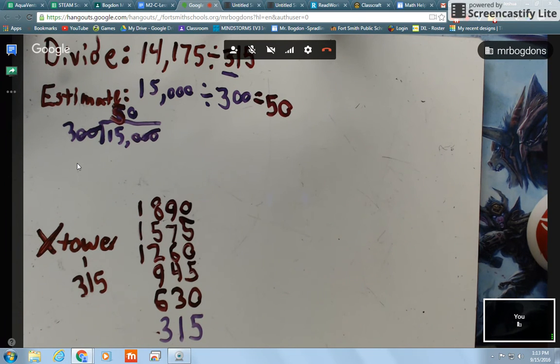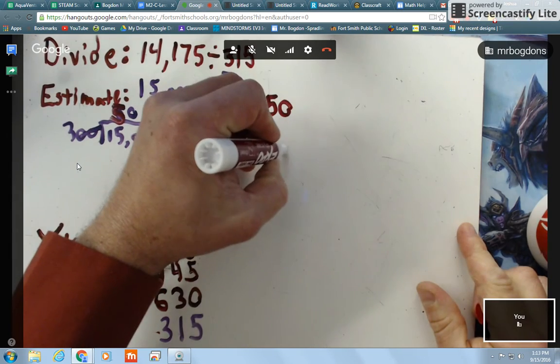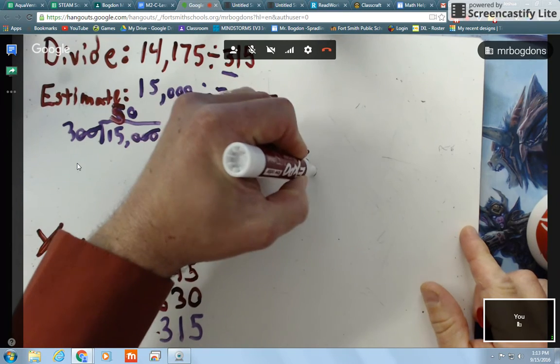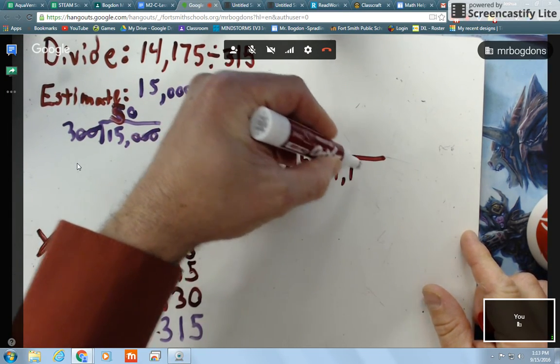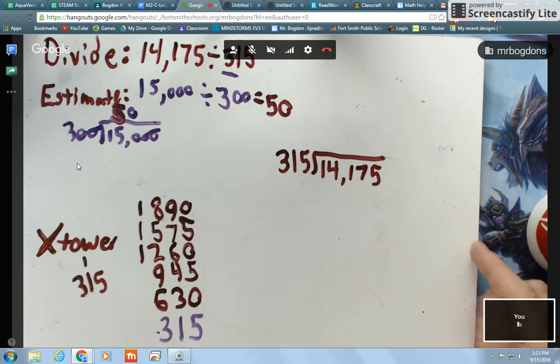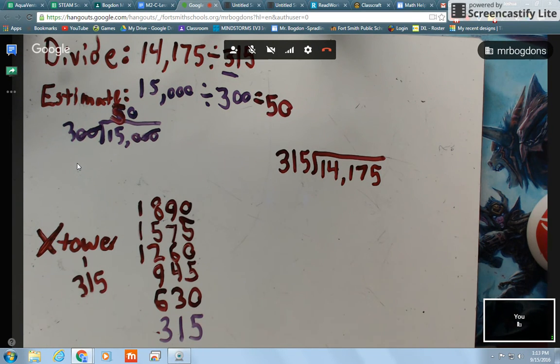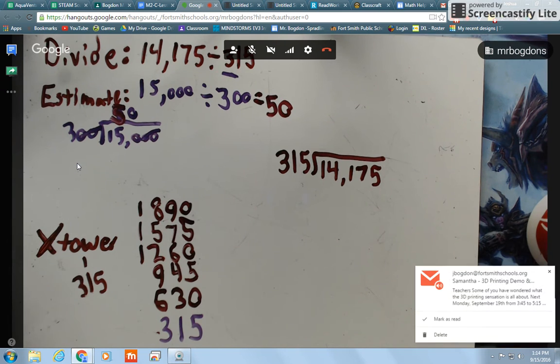So I made my multiplication tower. I've done my estimate. Now I need to find my exact answer. So let's go ahead and write out 315 is going to divide 14,175. That's big, it's complicated, scary looking. Make it simple.